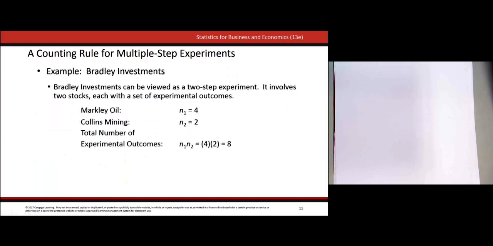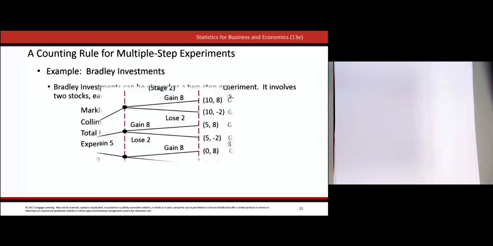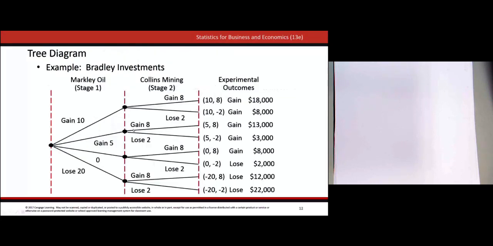And to see this, we can look at the tree diagram for this example. So you can gain 10,000 from Mark Lloyd, gain $5,000 from Mark Lloyd, or lose 20,000 from Mark Lloyd. But for Collins, you have 2 options. You either gain 8,000 or lose 2,000. So total we have 8 outcomes.